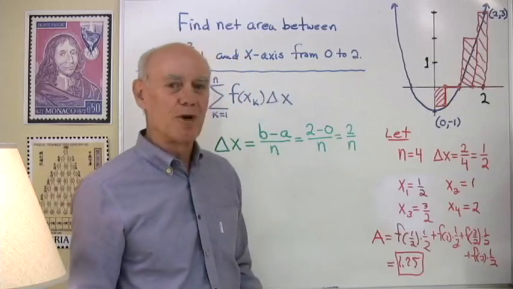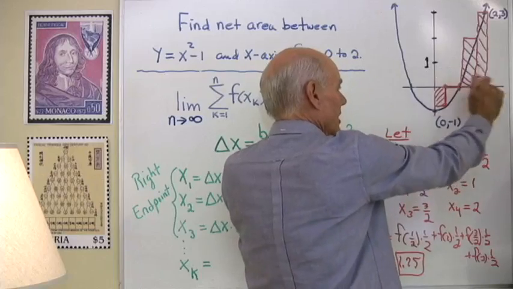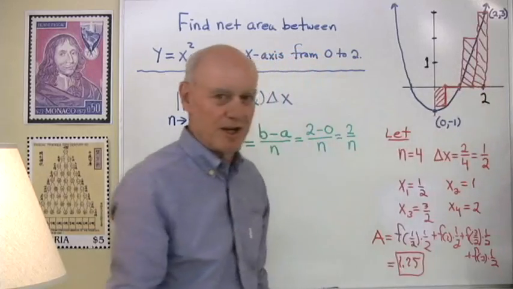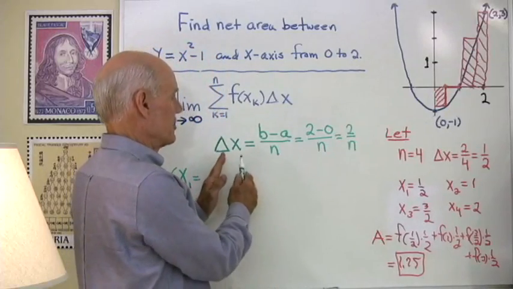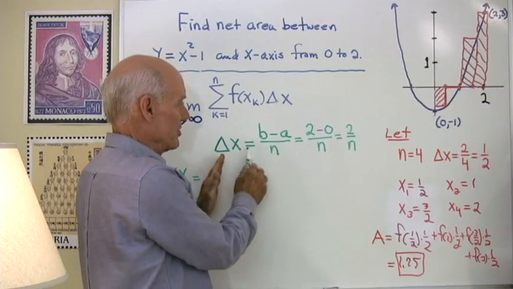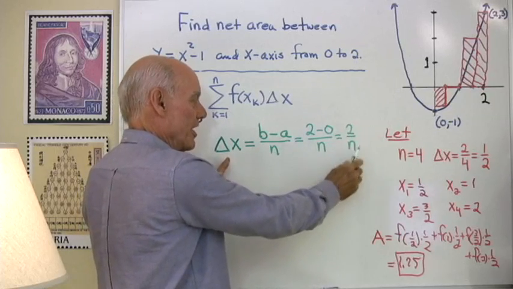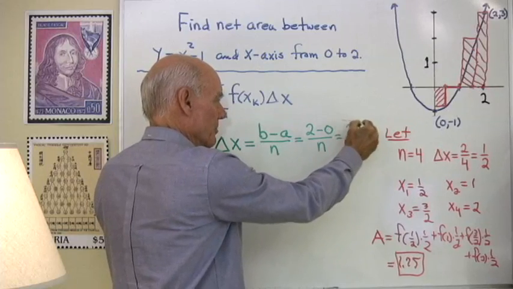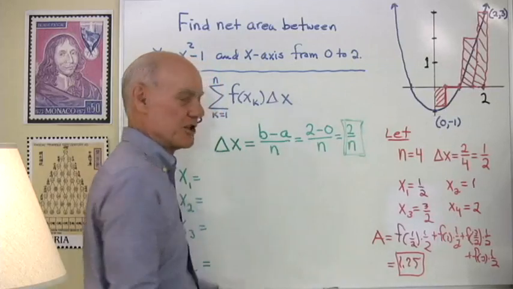That's an approximation to the area between this curve and the x-axis from x equals 0 to x equals 2. Now let's generalize this a little bit and divide this up into n equal subintervals. We know that delta x is going to be b minus a over n, 2 minus 0 over n, 2 over n. This is the width of each of the subintervals, and they're all going to have the same width.